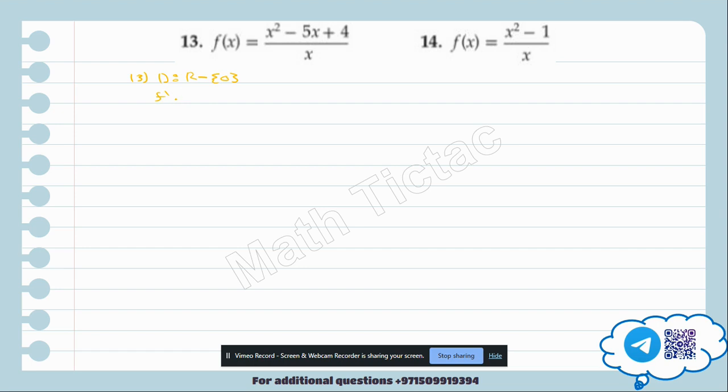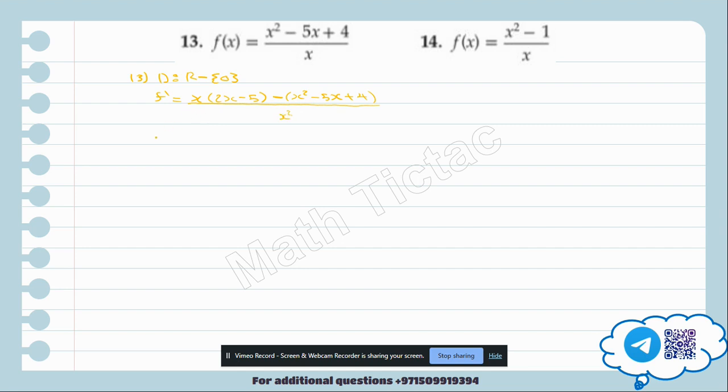Now we have to find f prime. So f prime is equal to the denominator multiplied by the derivative of the numerator, which is 2x minus 5, minus the numerator x squared minus 5x plus 4 multiplied by the derivative of the denominator, which is 1, over the denominator squared.